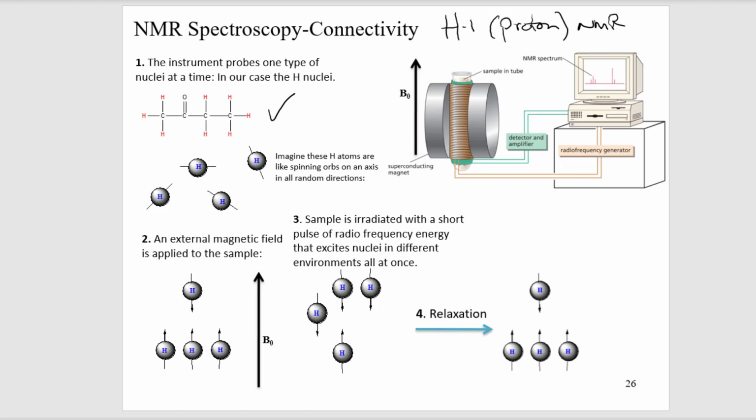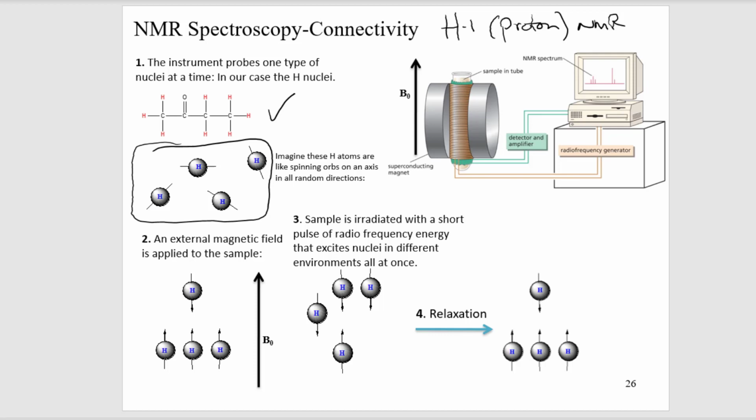Now what's happening? Imagine you've got a sample in solution and these molecules are floating all over the place. So these hydrogens on the sample, they're little s orbitals, right? They're kind of like their own little Earths, spinning on their own axis. That's what this representation in the middle here is. Imagine these hydrogen atoms are like spinning orbs, like little planets spinning on an axis. And there's a north pole and a south pole.